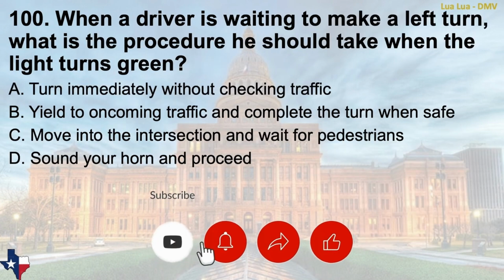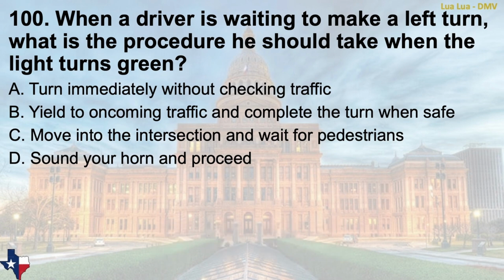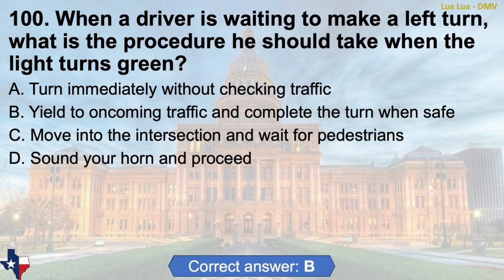Question 100. When a driver is waiting to make a left turn, what is the procedure he should take when the light turns green? A. Turn immediately without checking traffic. B. Yield to oncoming traffic and complete the turn when safe. C. Move into the intersection and wait for pedestrians. D. Sound your horn and proceed. The correct answer is B. Yield to oncoming traffic and complete the turn when safe.